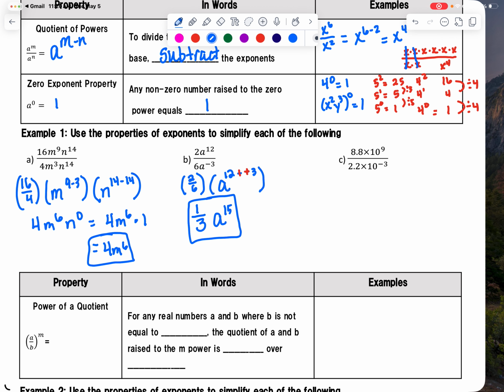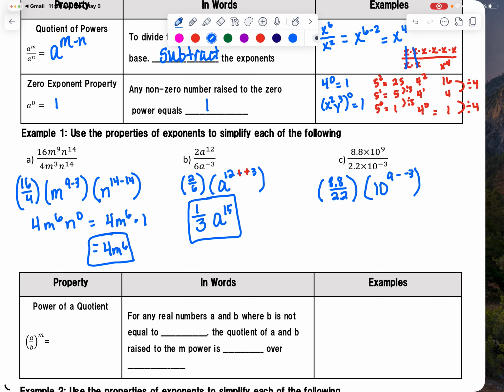All right. Now our next problem is written in scientific notation. We have 8.8 times 10 to the 9 power divided by 2.2 times 10 to the negative 3 power. So we'll start the same way. We'll divide our coefficients, 8.8 divided by 2.2. And then our like bases, our bases are 10. So we'll take 9 minus negative 3. Whoops, I made my parenthesis too small. 9 minus negative 3.